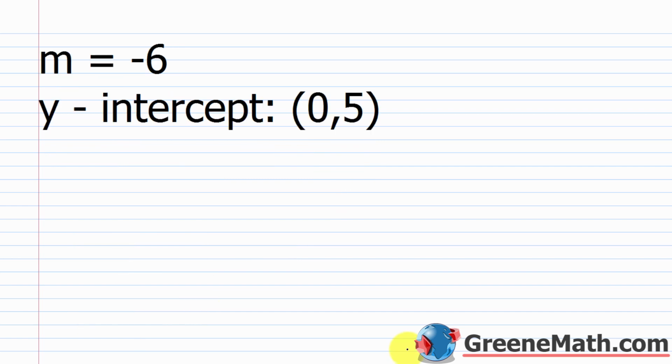All right, so now we have a slope m that's equal to -6, and a y-intercept that occurs at 0, 5. So again, y equals mx plus b. I'm going to plug in for m, I'm going to plug in a -6. I'm going to plug in for b, I'm going to plug in a 5. So y equals -6x plus 5.